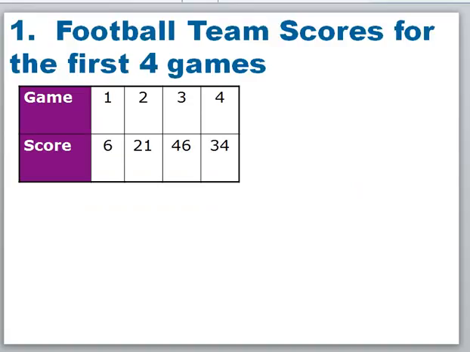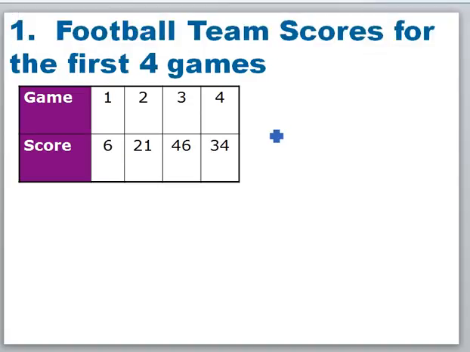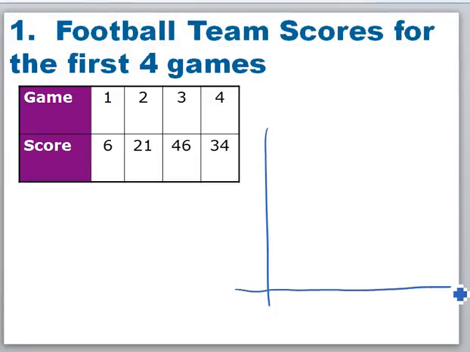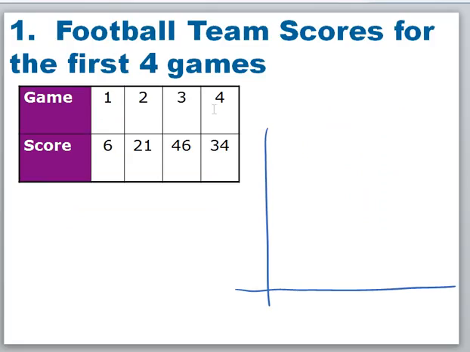So what I'm going to do now is the same type of question, where I'm going to create a plot or a graph for this table. I don't have the straightest line down here, so I'm going to go ahead and fix that. Let's see. If I go back to this other one, notice they had time down here and they had cookies on the side. So I'm going to use game. Game is my X right here. If I look at what values I have here, I can mark 1, 2, 3, and 4. And then over here we can put the score.